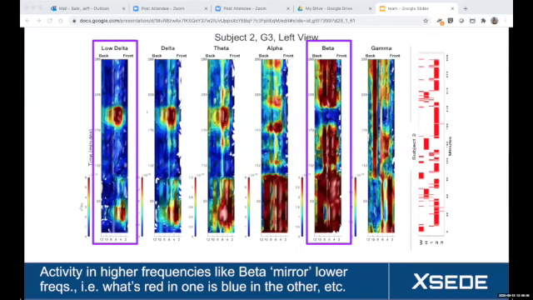Here we have subject 2's MEG channel G3 viewed from the left side of the brain. And in this visualization, we can see highlighted in the purple rectangles that the higher frequencies, beta in particular, appear to be somewhat of a mirror image of the lower frequencies. By that I mean what's blue in beta appears to be red in low delta, and what's red in beta appears to be blue in low delta, and so on.